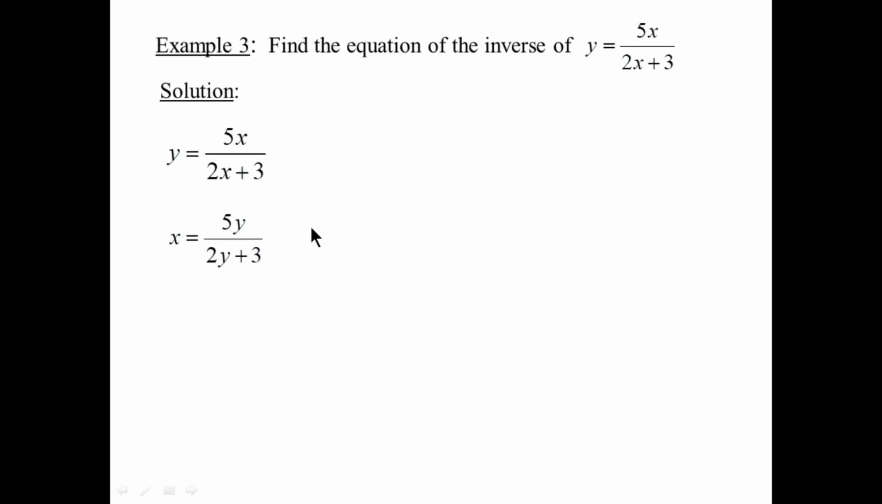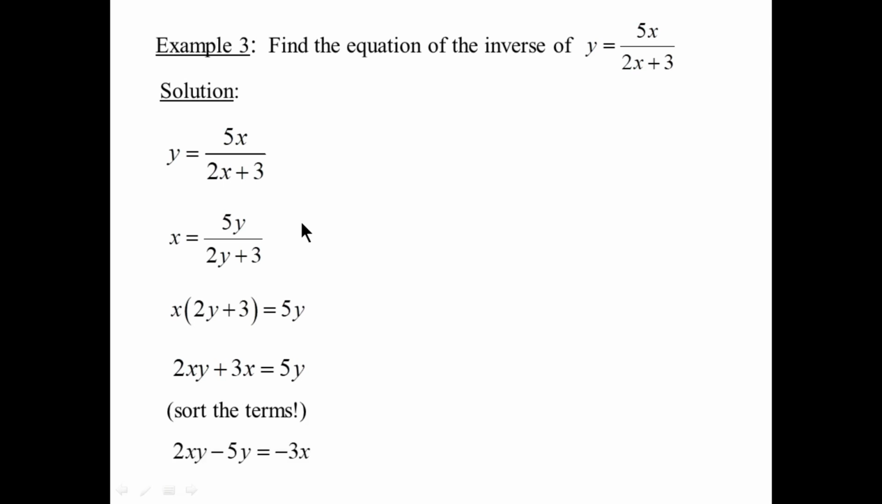And now 2y plus 3 can be multiplied over with the x. So it's x times 2y plus 3. And then expand, use the distributive property and expand over those brackets. And now comes a little operation called sort the terms. We see terms in a row. We want all the ones with y to go on one side of the equality and the ones without a y to go on the other side. So we'll sort the terms.